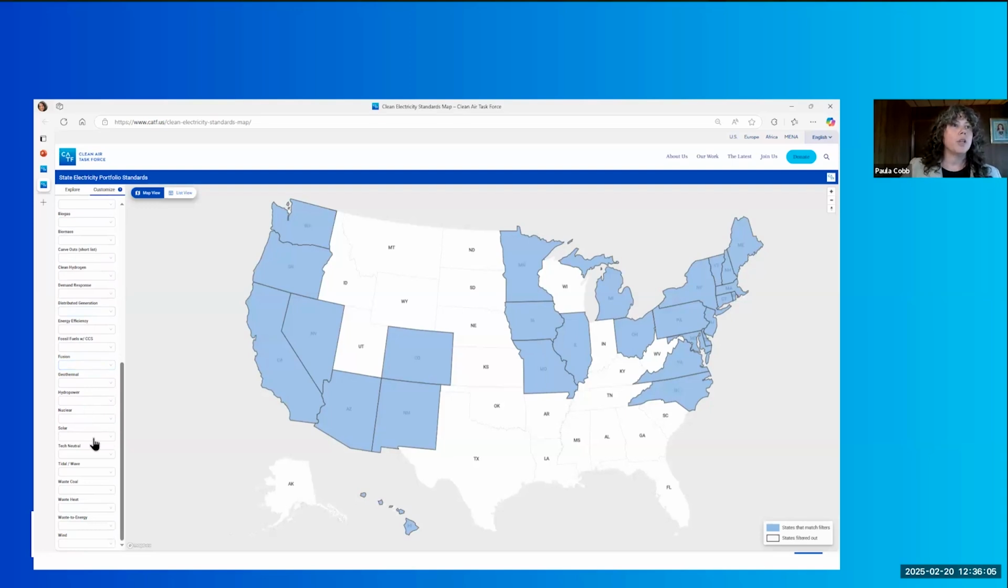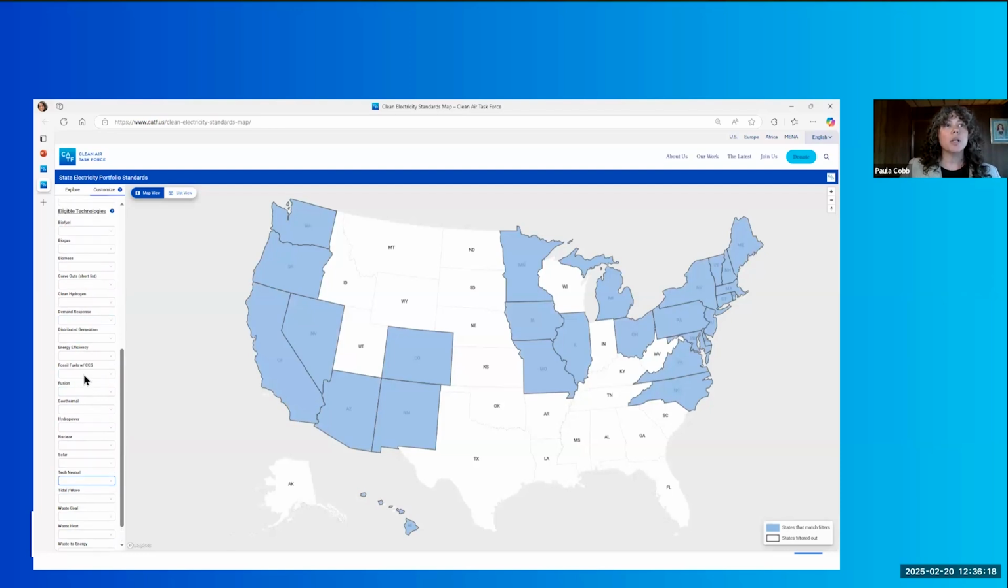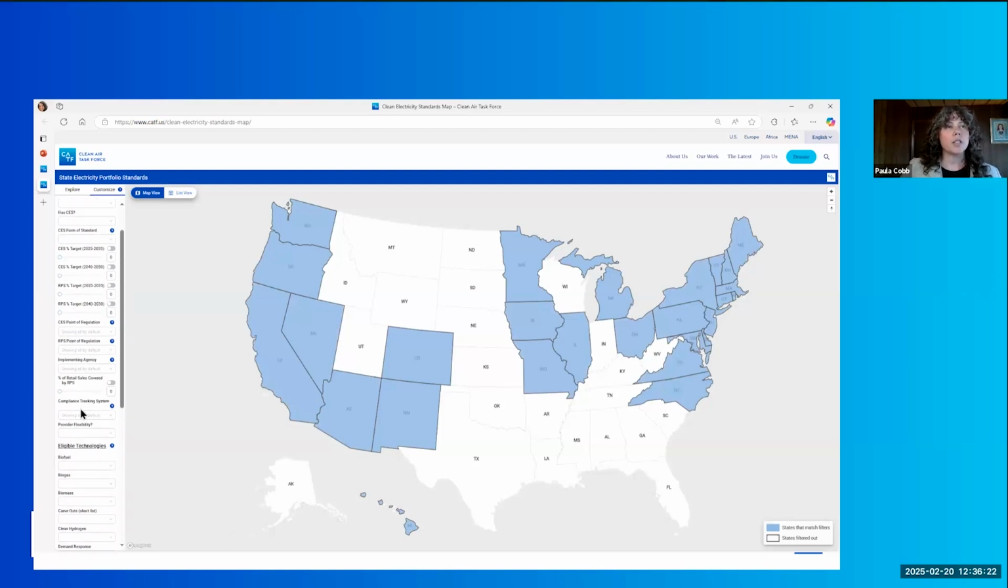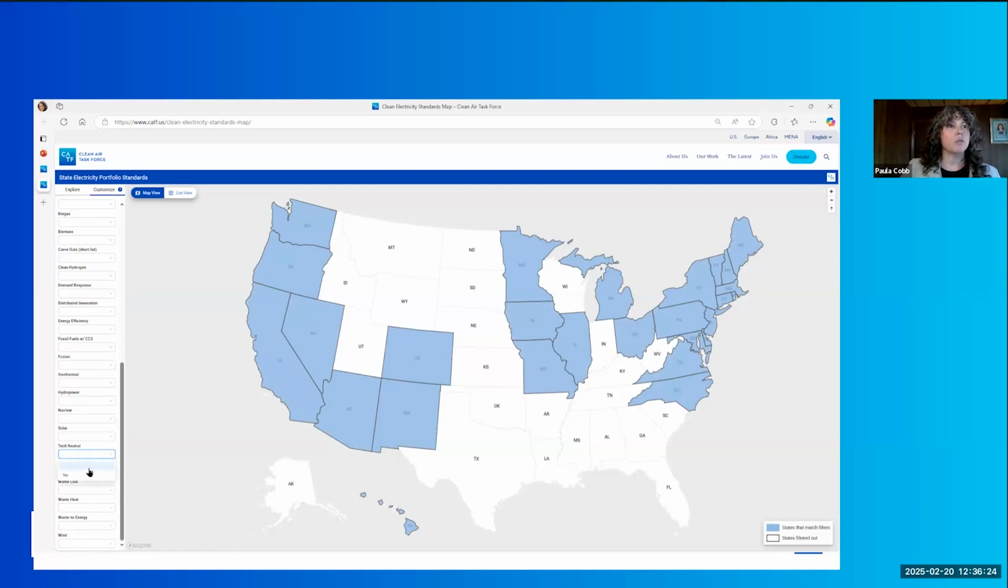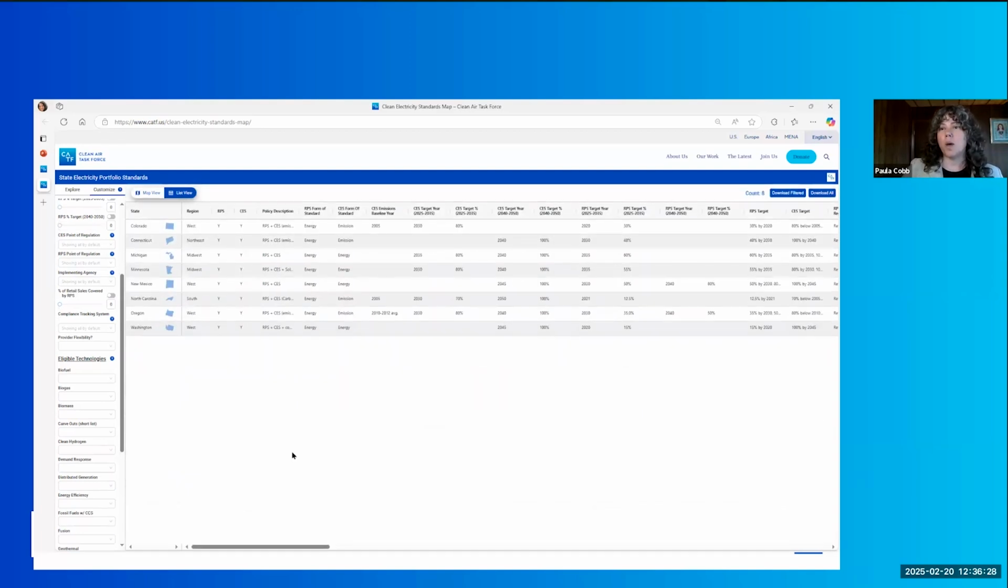You even have a tech neutral filter. Is the state CES tech neutral? So allowing for the most technologies possible to count toward compliance with the standard. So that's a really fun tab to play with. Once you've picked the various things that you're interested in, let's just go back to tech neutral, for example. Let's click on yes. You can actually look at that in a list view as well.